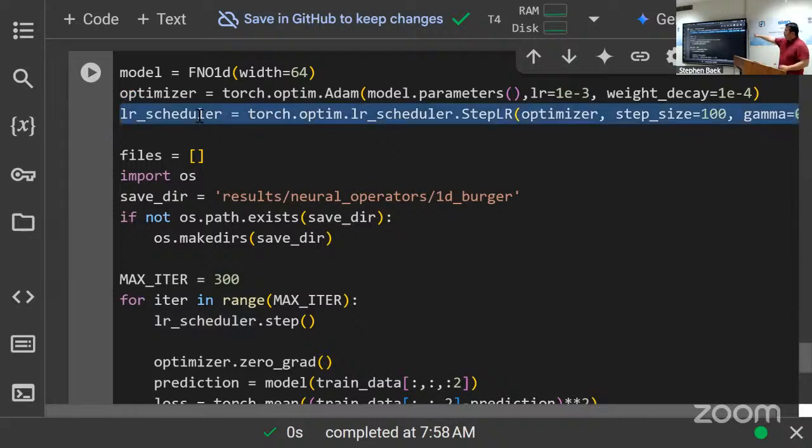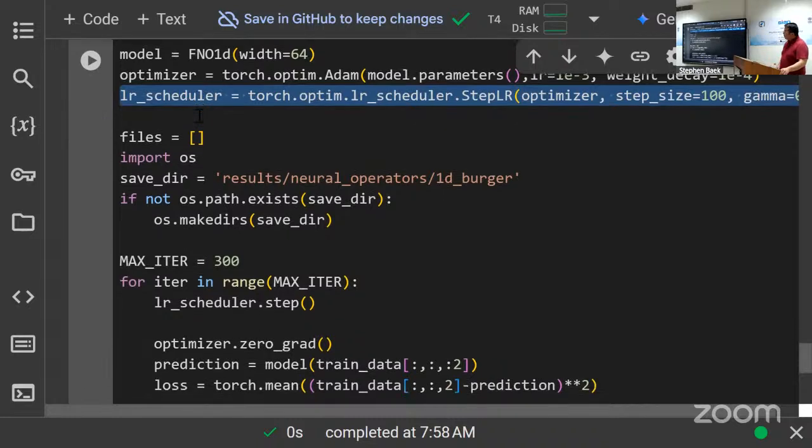If you want to ignore this, feel free to ignore it. Actually, the learning rate scheduler in this particular example is not that critical, but I thought I would introduce it so that you know how to use it.